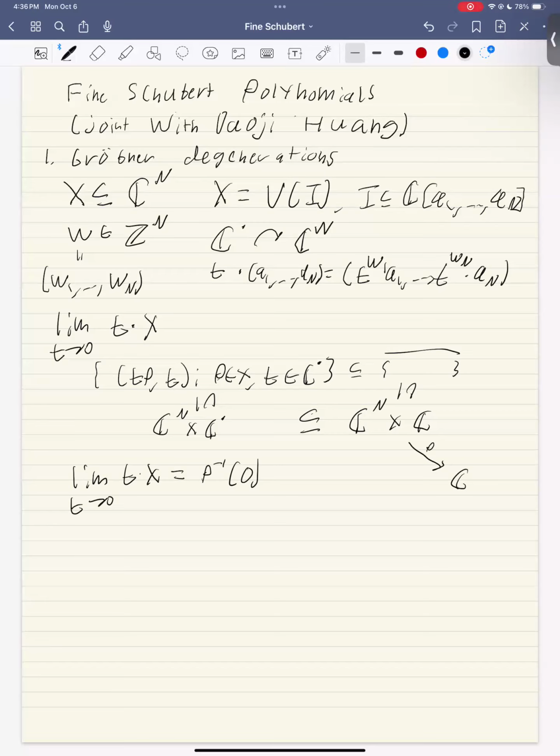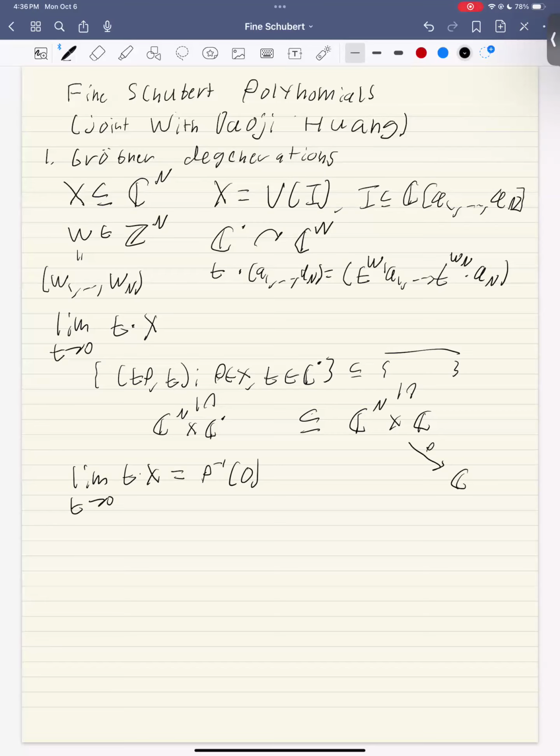So at least as a set, it is the set of points that you can obtain inside C to the n by choosing a sequence of points in T dot X as T goes to 0. But then there's some scheme structure, so it might be non-reduced, there might be some multiplicities. So usually it's not that easy to compute what this thing is. So I will also call this in_W X, or the initial degeneration of X.